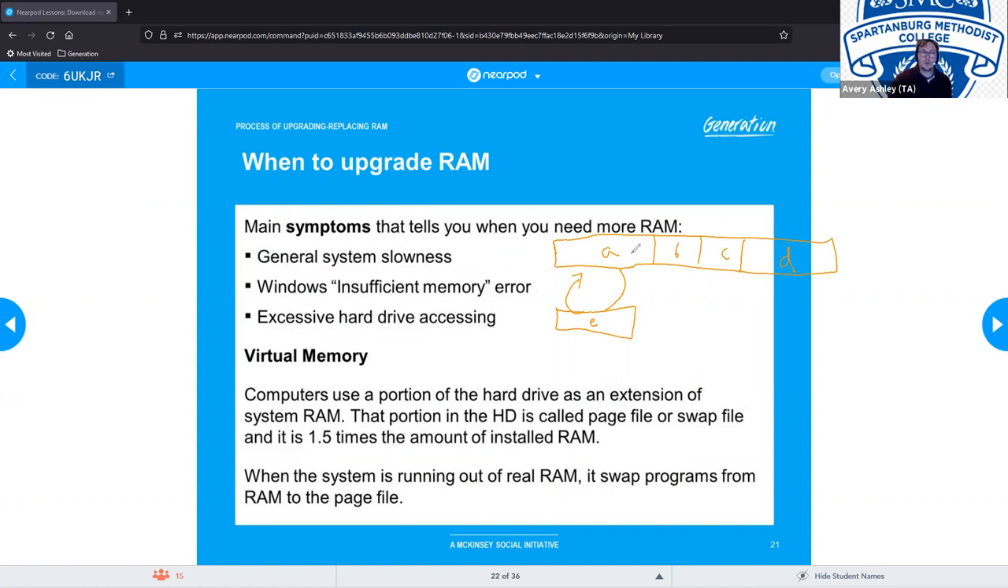But if we wanted to use program A again, it would have to swap it out for something else to be able to use it. All that swapping is going to wear your hard drive out over time, and it's just going to make it slower. If you open up more programs, it'll crash the system, and we don't want that. So if you notice that, it might be time to upgrade your RAM.